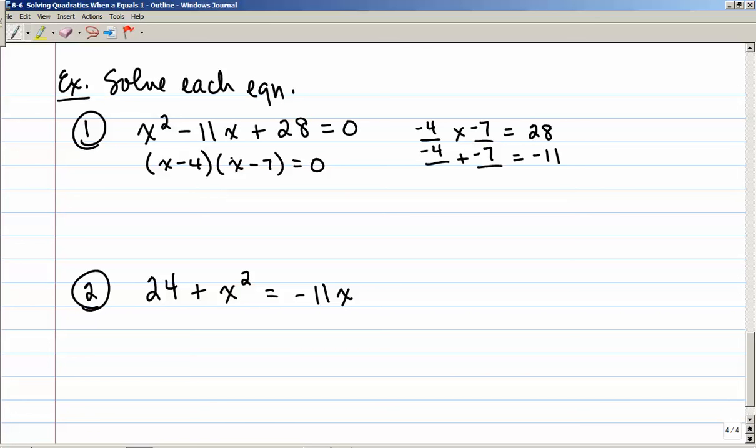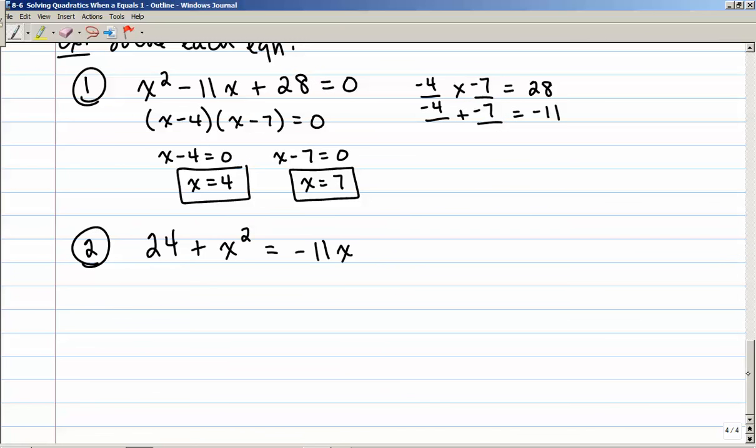Now remember, the zero product property says that if one thing times another thing equals 0, then either the first one equals 0, or the second one equals 0, or both equal 0. So I have x minus 4 equals 0, x minus 7 equals 0. Adding 4 to both sides, I get x equals 4. And adding 7 to both sides, I get x equals 7. So I have two solutions to this equation, x equals 4 and x equals 7.